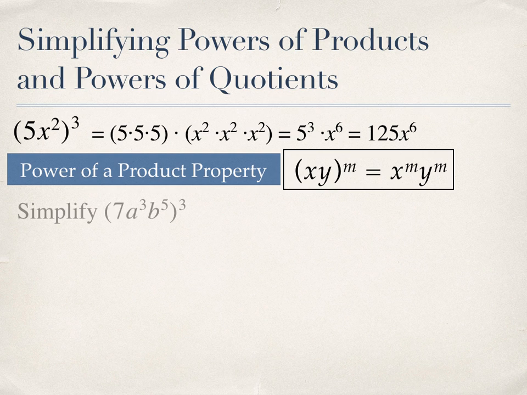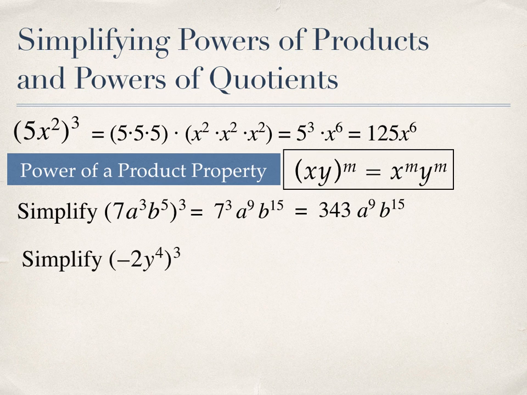So let's apply this property. We're going to raise everything inside the parentheses to the 3rd power. And when we do, remember you're going to multiply your exponents for a and b. And now we're almost done. The last thing we have to do is just raise 7 to the 3rd power. We know that's 343.